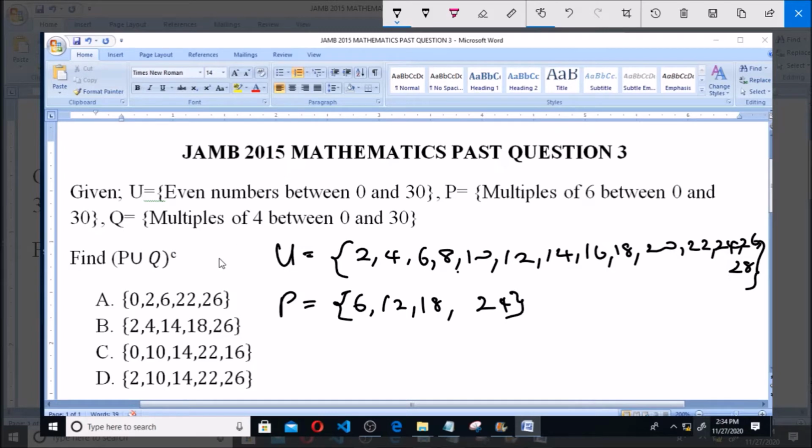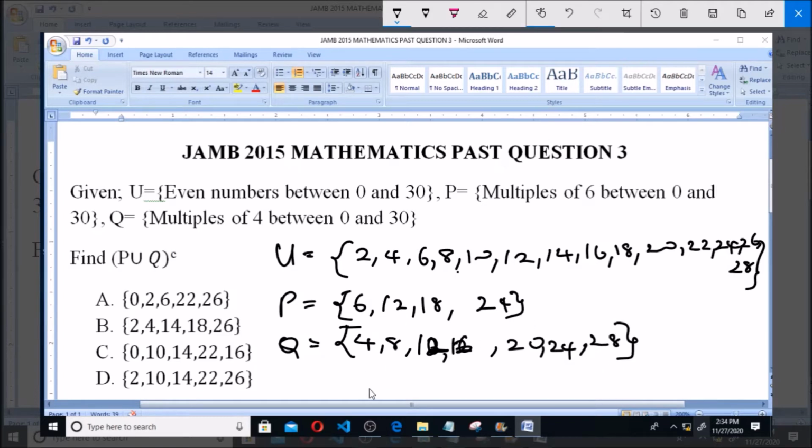Then the subset Q says multiples of 4 between 0 and 30. Now this includes 4, 8, 12, 16, 20, 24 and 28.